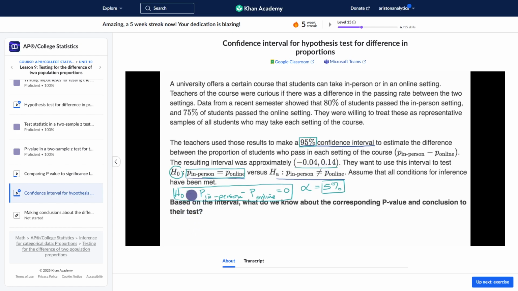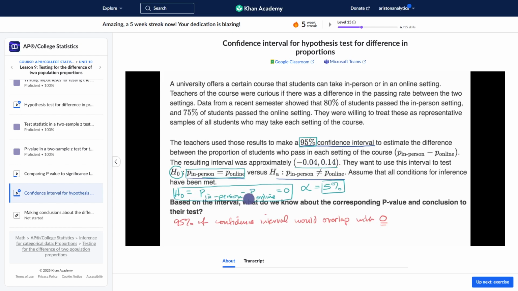Think about it this way. We are assuming our null hypothesis is true when we do this hypothesis test. And so when we construct a 95% confidence interval, we would expect that 95% of confidence intervals would overlap with 0. Where did I get 0 from? Remember, this is a confidence interval for the difference in proportions.